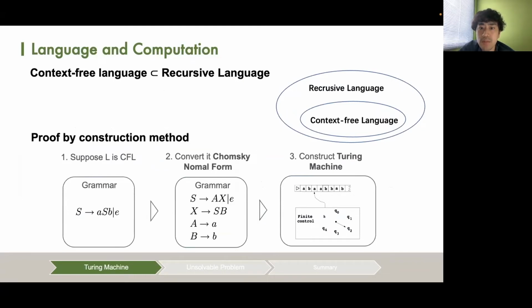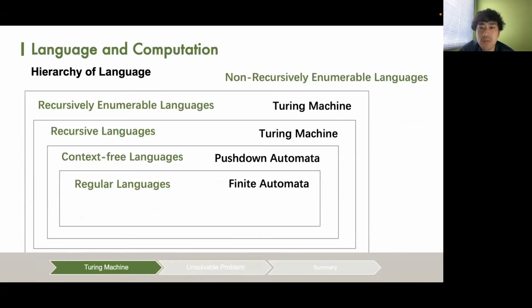The proof is also based on a construction method. Suppose we have a context-free language L, then we can always convert it to a specific Chomsky normal form. Then, for any context-free grammar written in Chomsky normal form, we can always construct a Turing machine. Therefore, it can be said that context-free language is part of recursive language. We will finally formulate the hierarchical relationship of language based on the previous discussion. From the smallest language space, they are regular language, context-free language, recursive language, and recursively enumerable language.